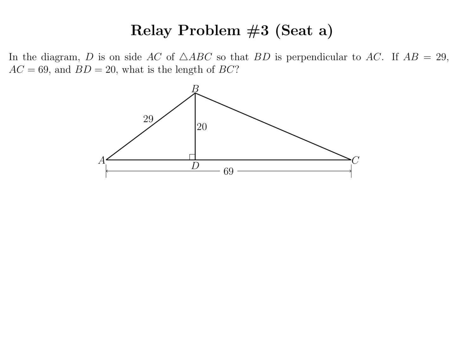In the diagram, D is on side AC of triangle ABC so that BD is perpendicular to AC. If AB is 29, AC is 69, and BD is 20, what is the length of BC?